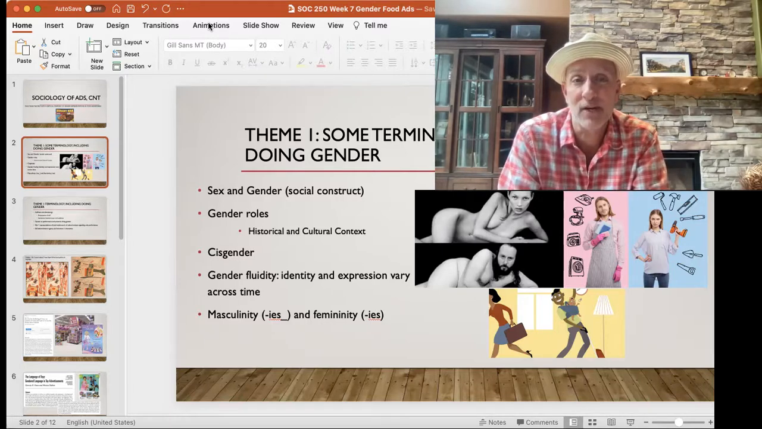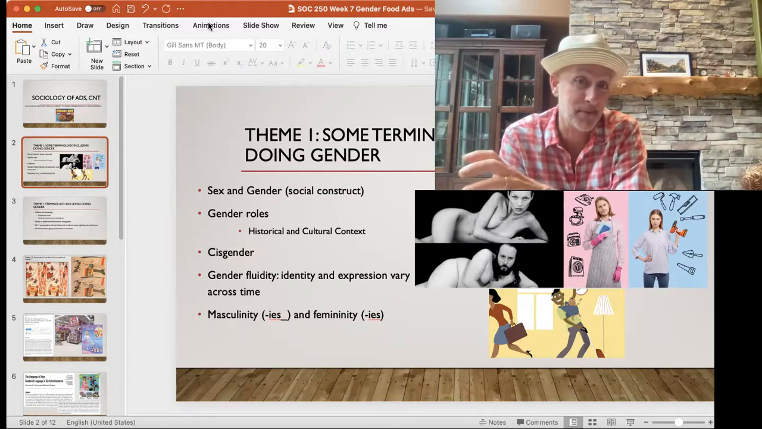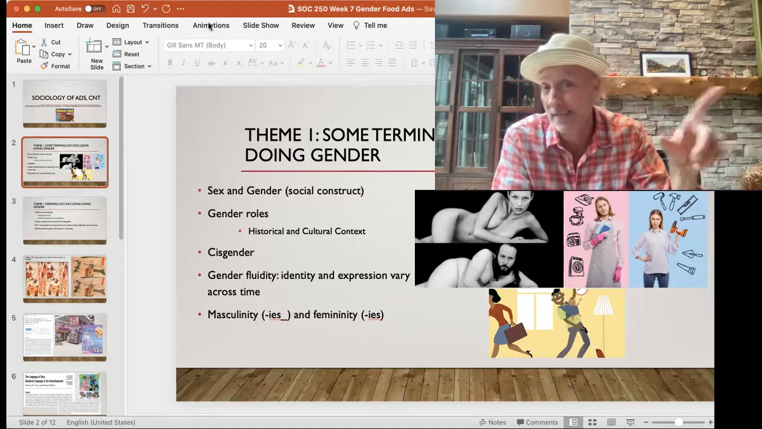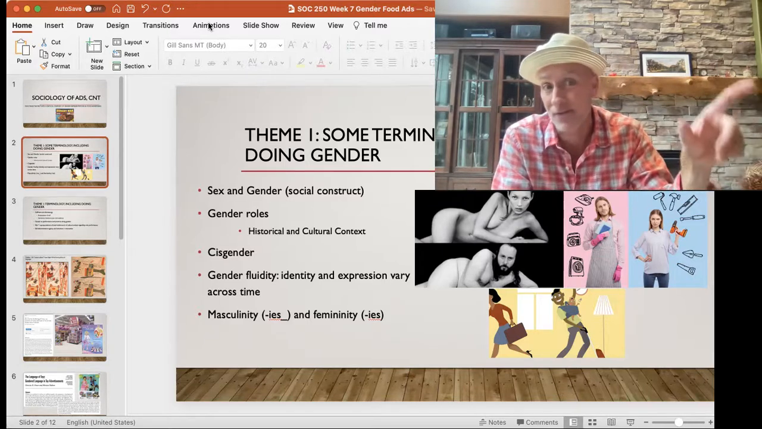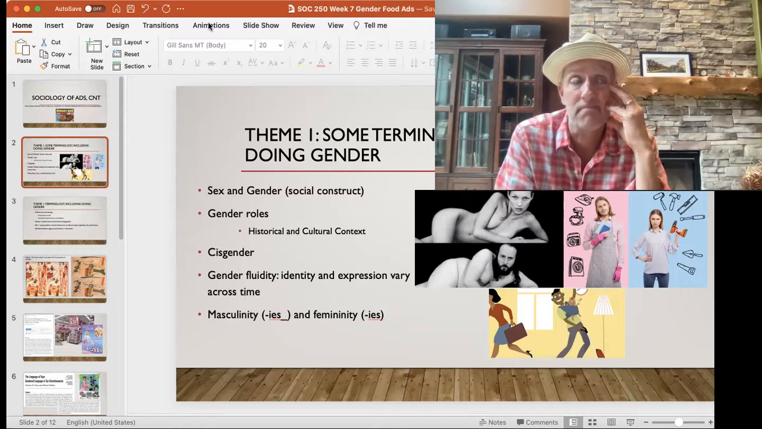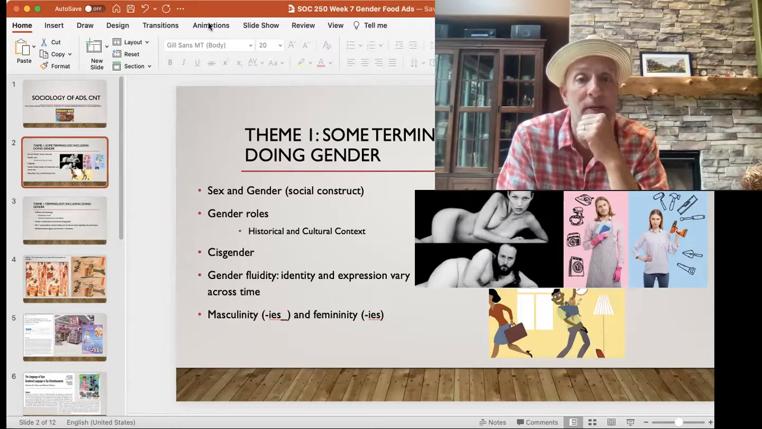This becomes a little bit challenging because our ideas of what sex is, what goes into that box, change across time and place. So our ideas of what sex is are being shaped by culture and values and those kinds of things. So we move into gender.